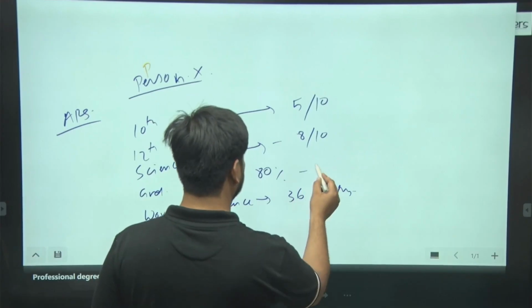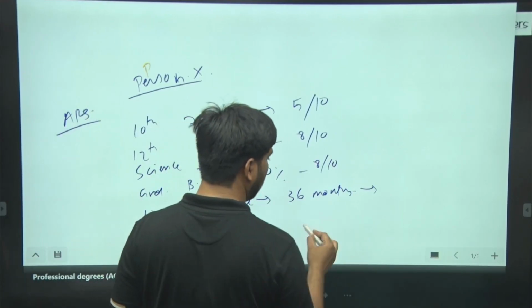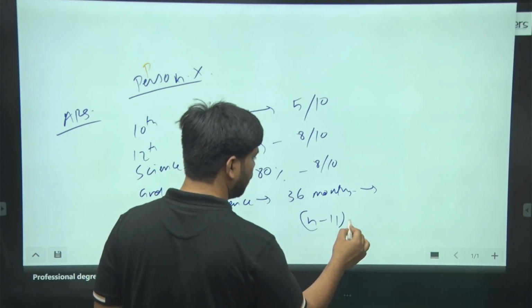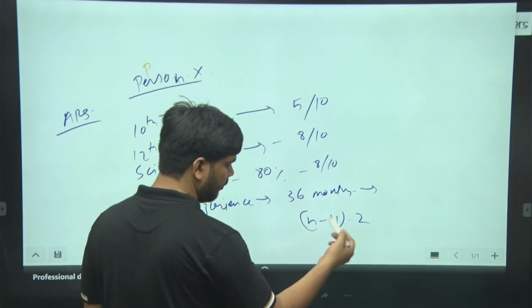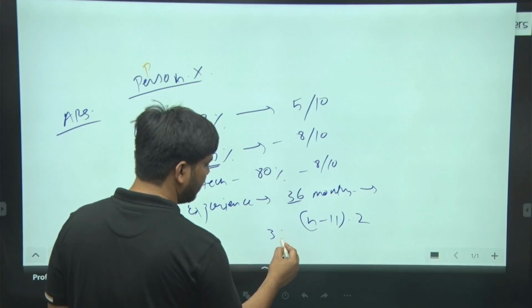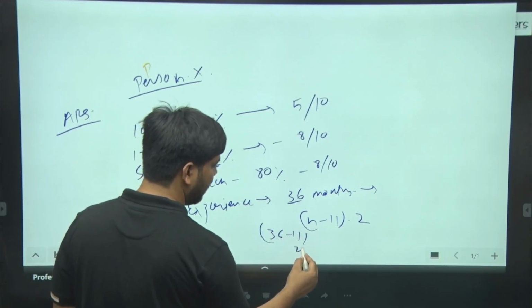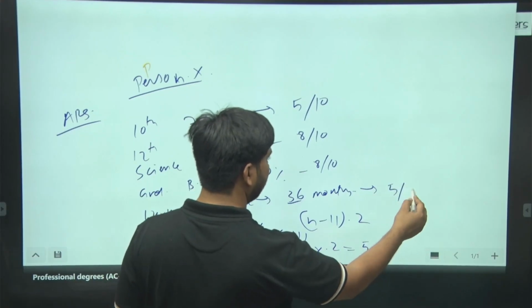All right, another 8 points on 10 points. And work experience, basically the formula is (n minus 11) into 0.2, where n is the number of work experience months. So 36 minus 11, which is 25, into 0.2, which is 5 points. So he gets 5 on 5 points.